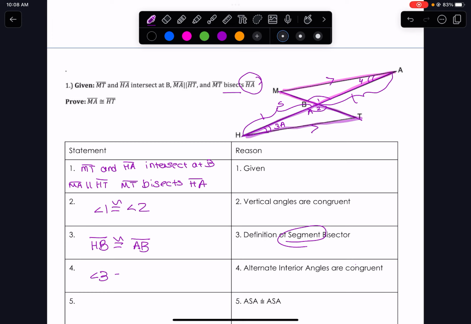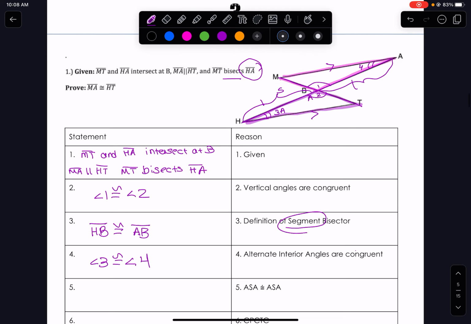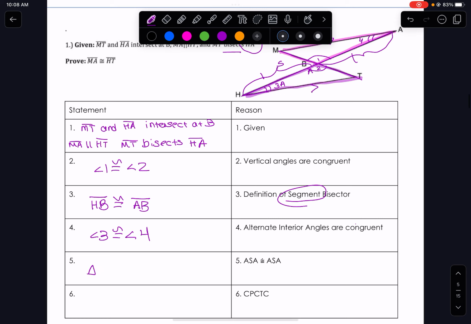Alternate interior angles, so we name those angles 3 and 4. Now I can say that the triangles are congruent, so MBA is congruent to TBA, and because of that, I can say that 2 corresponding sides are congruent through CPCTC.